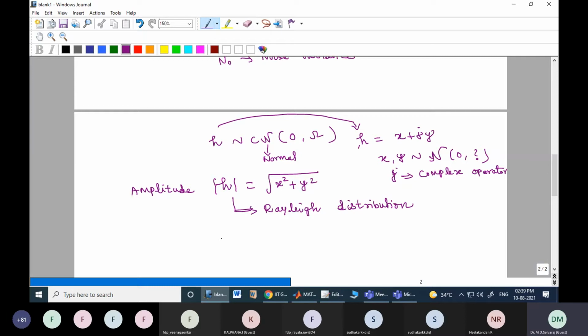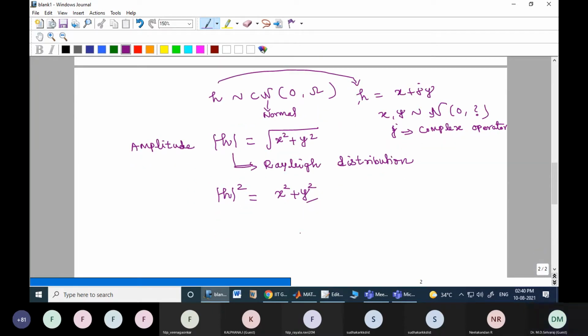Now, if I take the square, mod of H square, what will happen? It is x square plus y square. If you look at this distribution jointly, it is the exponential distribution. This exponential distribution represents the power. Amplitude square is basically the power, right?